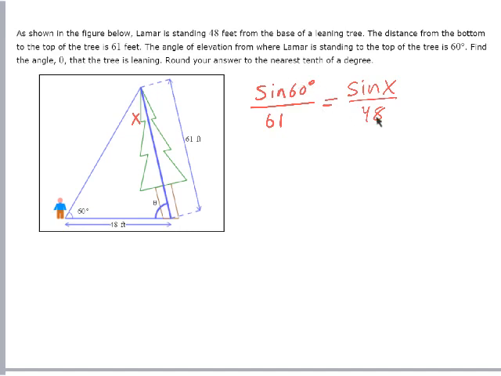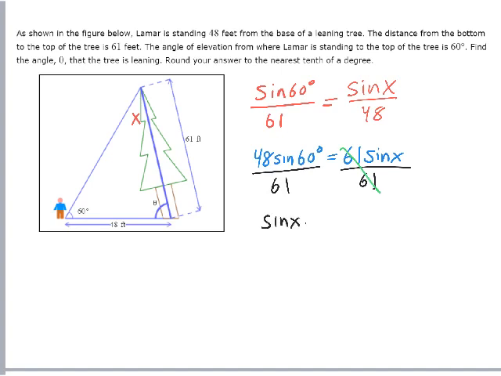I'm going to cross multiply here, and when I do that, I get 48 times sine 60 degrees is equal to 61 times sine x. And I want x by itself, so the next step is I'm going to divide both sides by 61. So I now have sine x is equal to 48 times sine 60 degrees over 61.